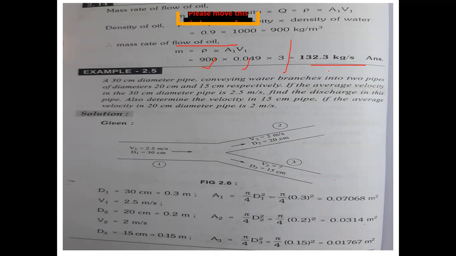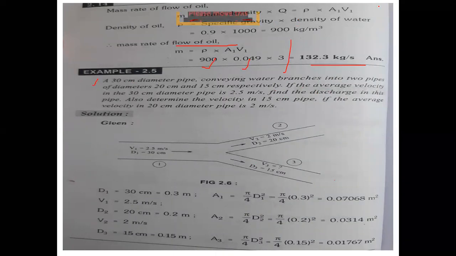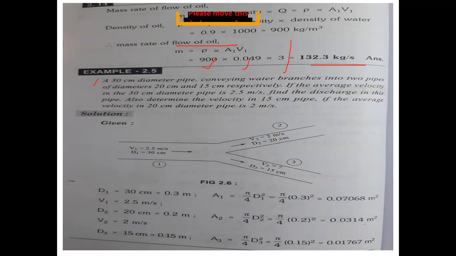Now consider a 30 centimeter diameter pipe conveying water that branches into two pipe systems. So 30 centimeter main pipe, due to some applications, this pipe is split into two pipes. What are those? The diameter is 20 centimeters. The diameter is 15 centimeters.